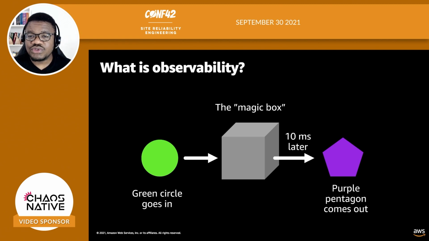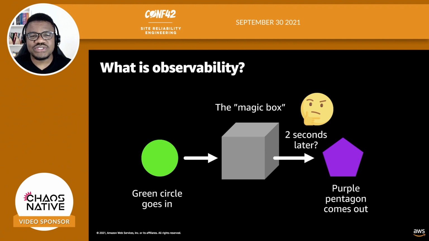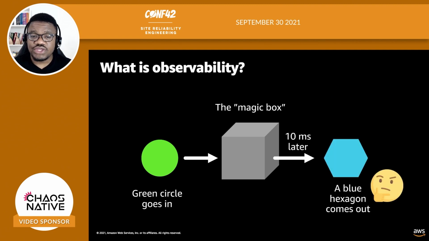Now you crack on with your job. And on the 5th day of your job, you just notice something strange. You put in a green circle, and 2 seconds later, you get your purple pentagon. This is far bigger than the 10 milliseconds you are meant to get for the purple pentagon. And you wonder what might be wrong, what's going on. And then another day, you put in a green circle, and 10 milliseconds later, you get a blue hexagon. And again, you're wondering what's going wrong here, or why is it happening?